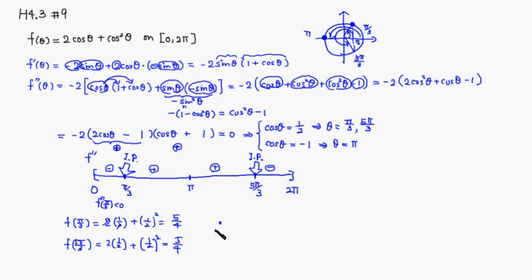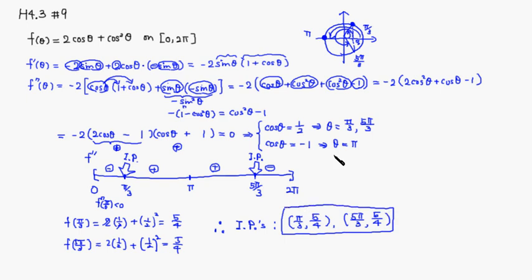Alright, so inflection points. So therefore, the inflection points are pi over 3, comma, 5/4, and also 5 pi over 3 and 5/4. Right? So those are the inflection points.